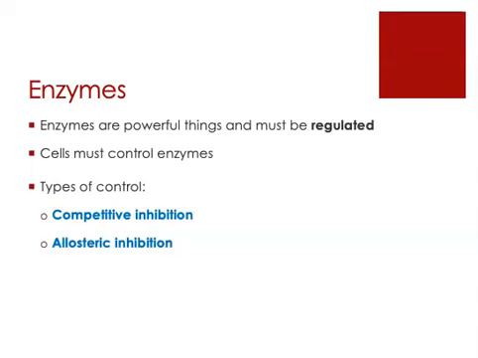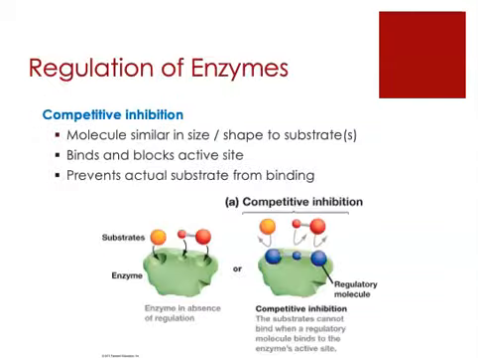So, just as most biological reactions require enzymes, enzymes are tightly regulated. They have to have control of these powerful molecules. And the two most common forms of regulation are what's called competitive inhibition and allosteric inhibition. Let's talk about these regulatory mechanisms. Let's begin with competitive inhibition.